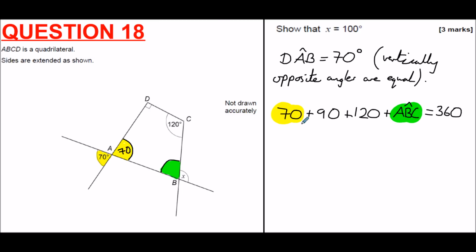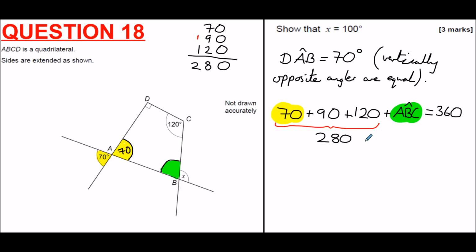So 70 plus 90 plus 120, well we can work out what this would be. 0 plus 0 plus 0 is 0. 7 plus 9 is 16. Plus 2 would be 18. So put the 8 down and carry 1 over. And finally 1 plus 1 is 2, so 280. And so these numbers here, 70 plus 90 plus 120, add up to 280.